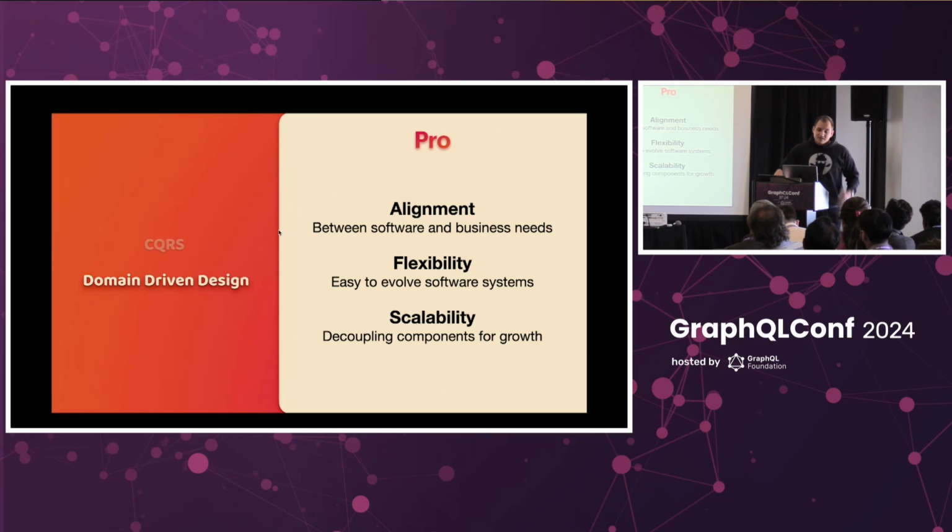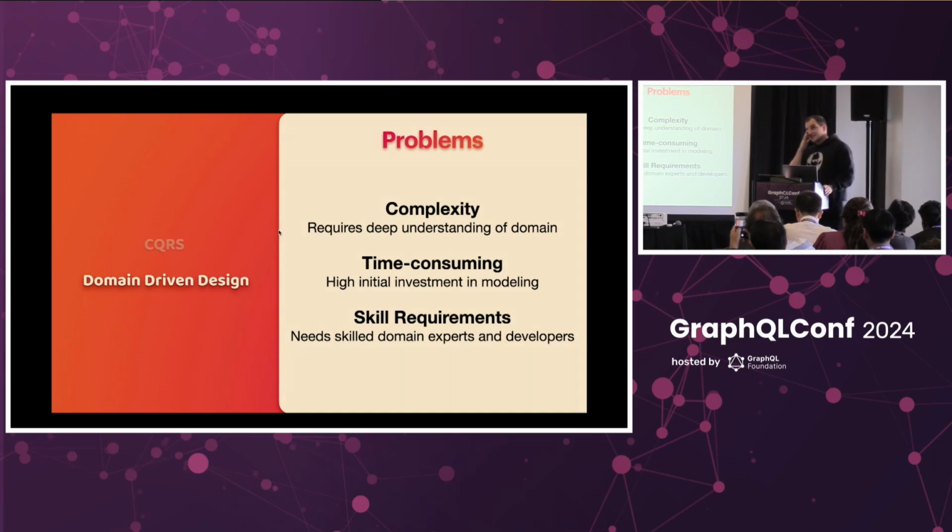Okay. The benefit of using DDD is that you have a very close alignment between your software and your business needs, because you have planned the software together. And it's very easy to evolve such an application because you have abstracted it so much. And it's very scalable because the components are decoupled. The problem is, and you may actually want to have the first problem probably, it requires a deep understanding of your domain. And this is very time consuming, and you have to have very skilled people, very skilled domain experts and developers that work on this modeling in the first place.